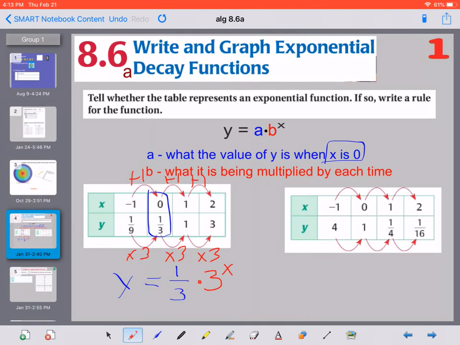Over here, we are adding up by 1, which is good too. We can still add by 1. Now here, it looks like we're dividing, but what we're actually multiplying by is 1/4. We're multiplying by 1/4 the entire time. So what this is going to be is y equals, when x equals 0, y is 1, times 1/4 to the power x.